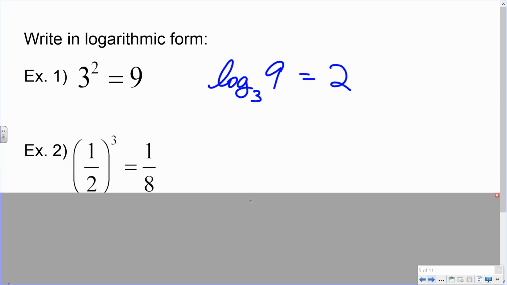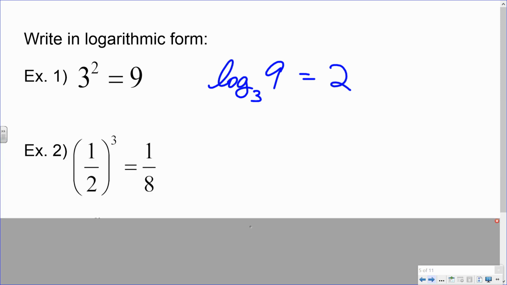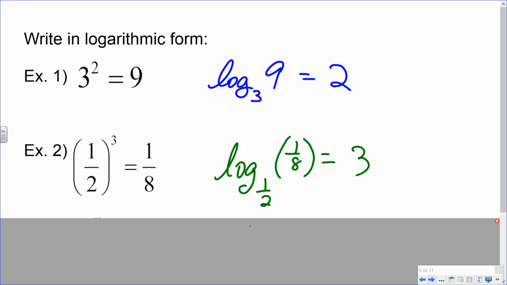Okay, Chloe, take this next one. How do I write this one in log form? Log base 1/2 of 1/8 is, so the log is 3. 3 is the exponent. We kept the same base. Does that work for everybody?